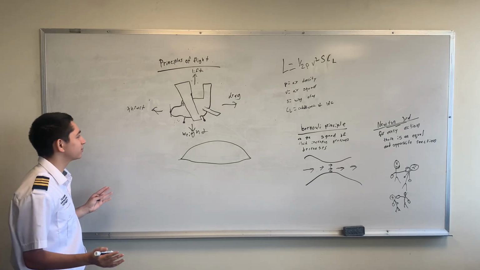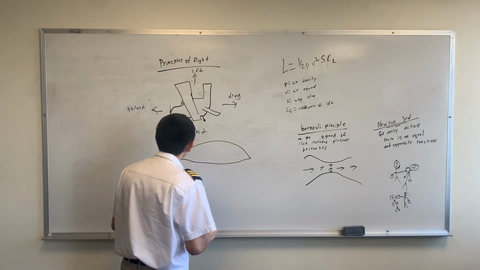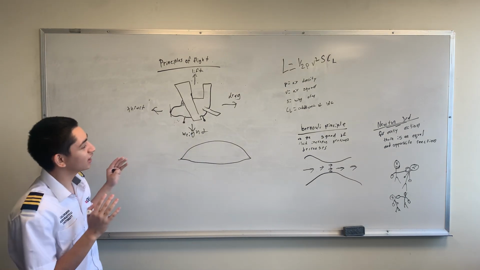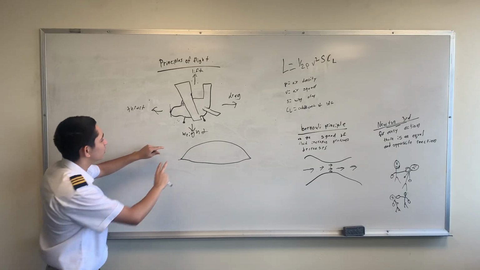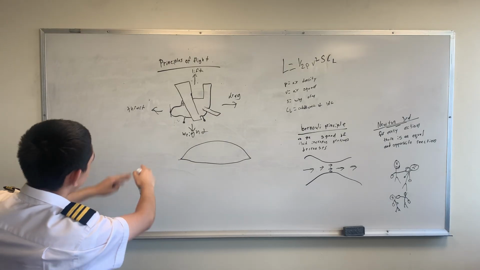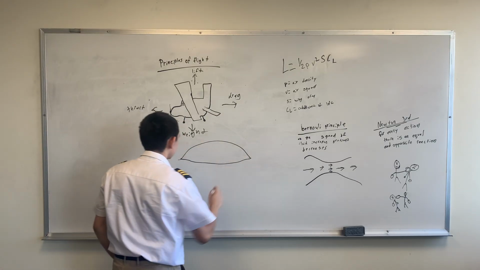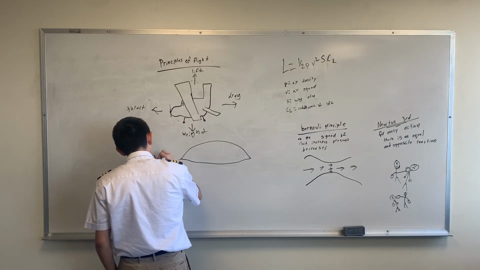How do we keep this aircraft in the sky? Okay, the first thing to understand is the wing. This right here is what you would see of the wing from a side view. If you were looking at the aircraft from the side, this is how you would see the wing. The first thing we gotta understand is terminology.